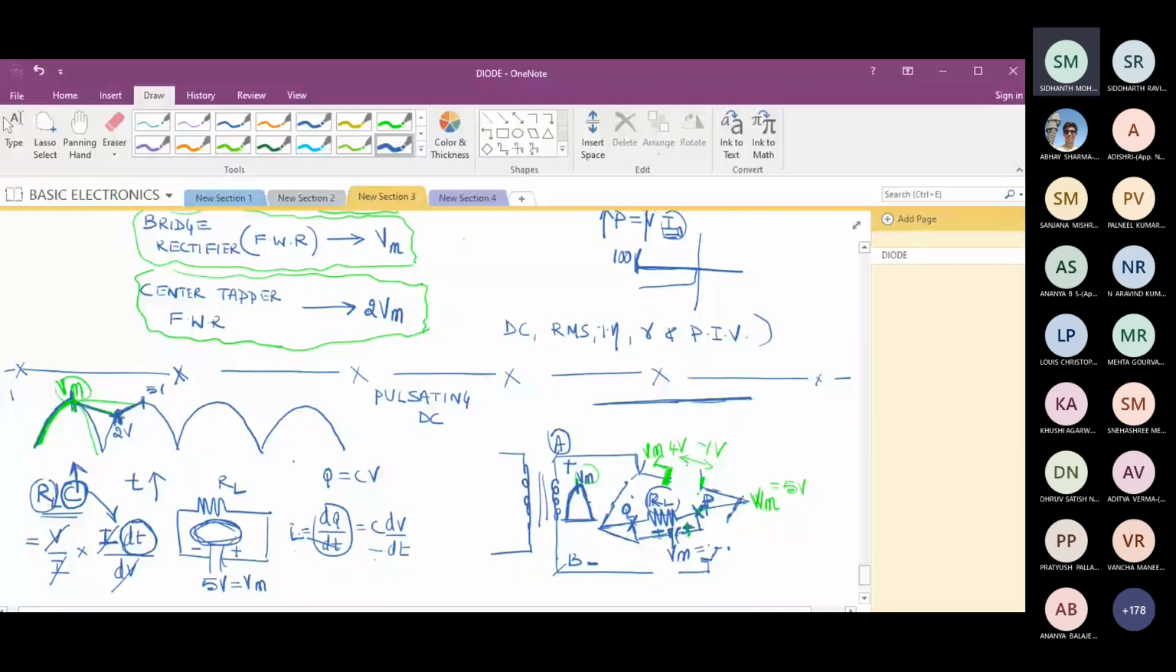Once it again charges to full 5 volts, again will it start discharging? Again it charges to 5, again discharges, because maximum is 5. It can't go beyond 5. Maximum voltage across the secondary is 5. Again it starts discharging, charge, discharge. So will I get a waveform something like this?